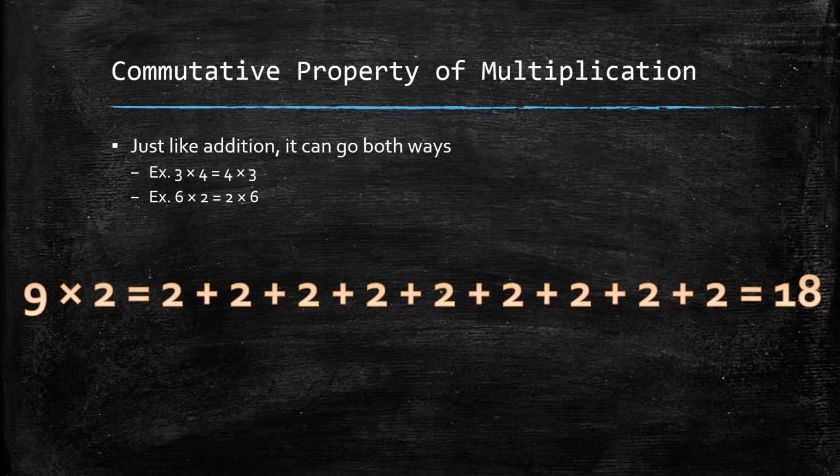If we look here, 9 times 2, if we add 2 9 times, 2 plus 2 plus 2 plus 2 plus 2 plus 2 plus 2 plus 2 plus 2, we get 18. And if we do 2 multiplied by 9, if we flip the previous multiplication problem around, and we add 9 2 times, we get 18 also.